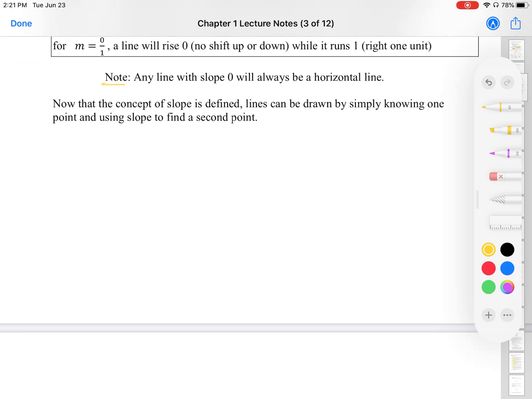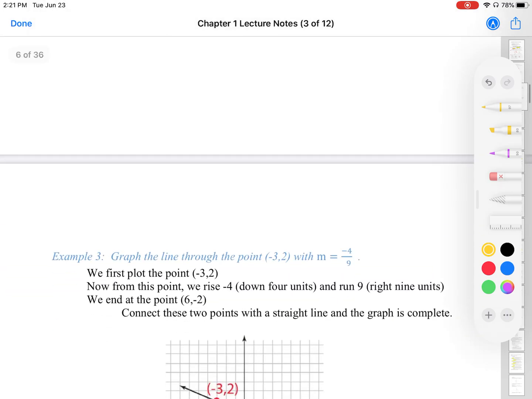Note, any line with a slope of 0 will always be a horizontal line. Now that the concept of slope is defined, lines can be drawn by simply knowing one point and using slope to find the second point.